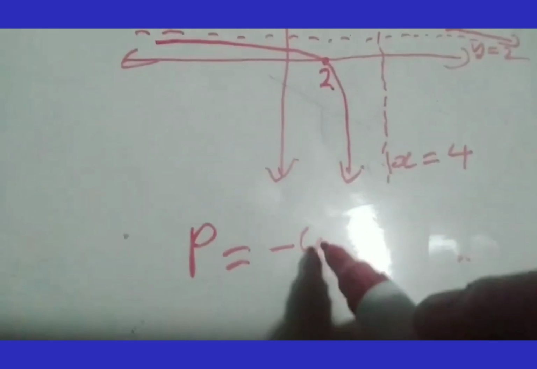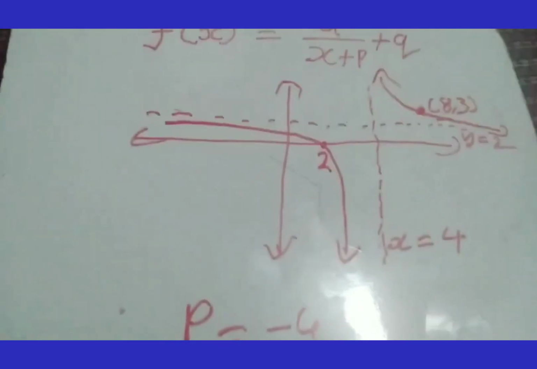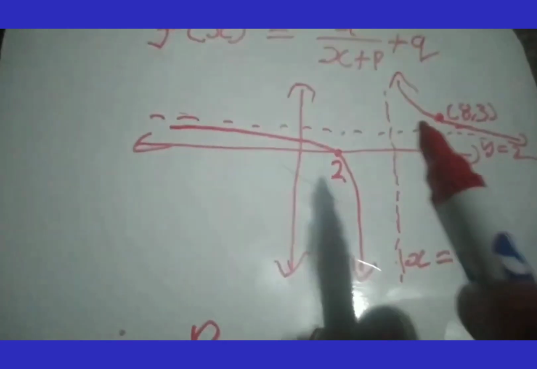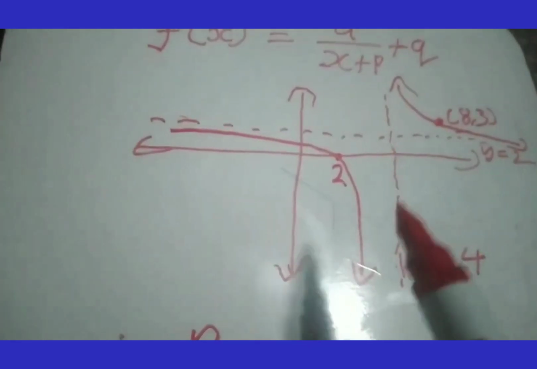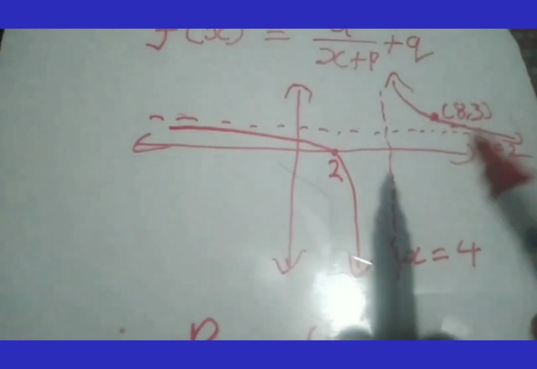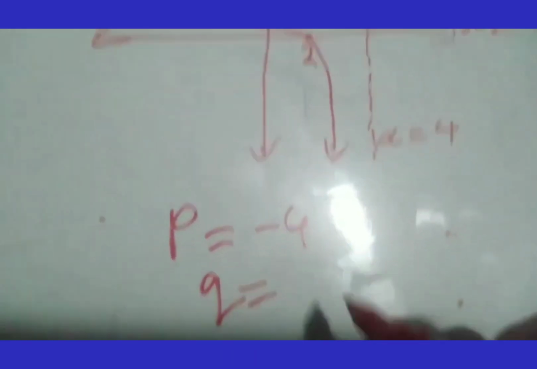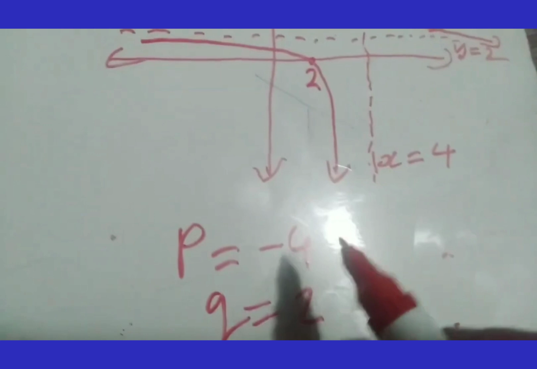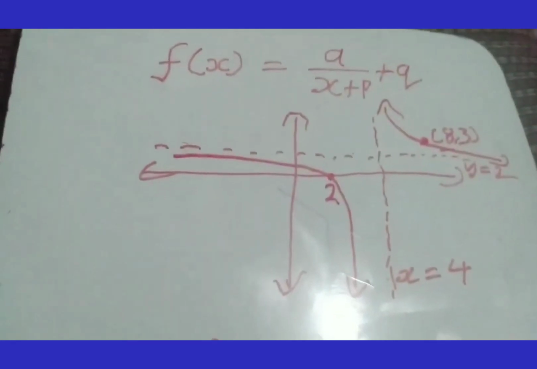So p is -4, and then q is the horizontal asymptote, which will be 2. So with q, it always has to agree, but with p, it has to disagree. I'm talking about the signs. If on the graph it's 4, on the equation it will be -4, but with q, if on the graph it's 2, on the equation it will also be 2. So q is equal to 2. So we found p and q. p is -4, q is 2. So let's find a.